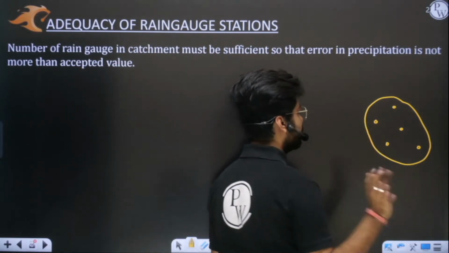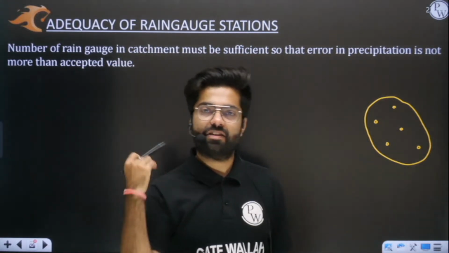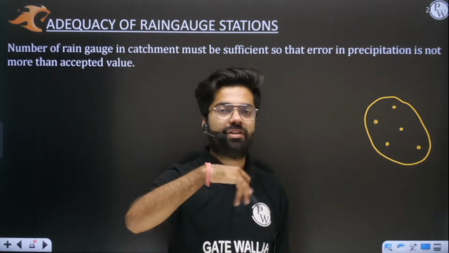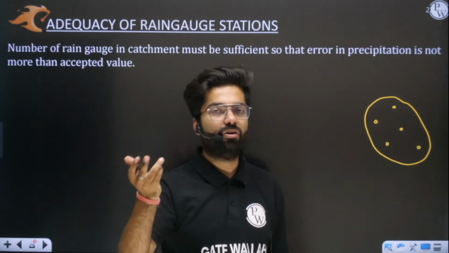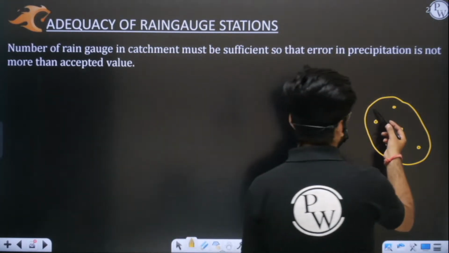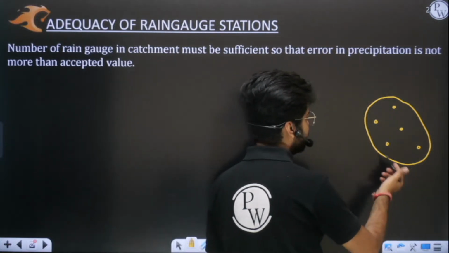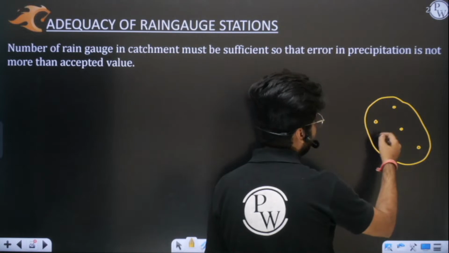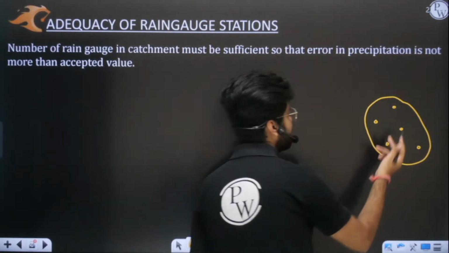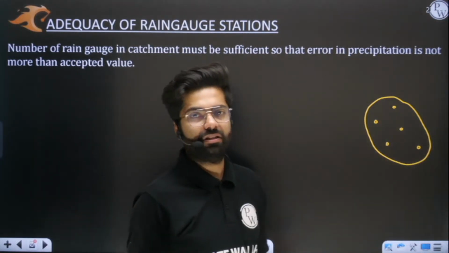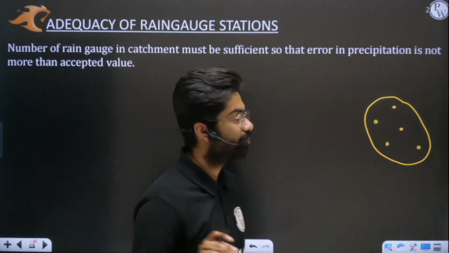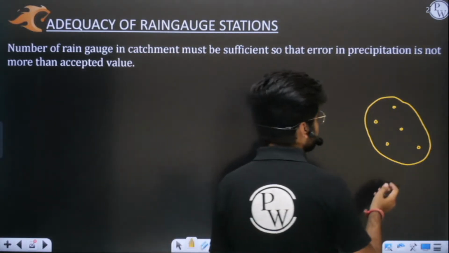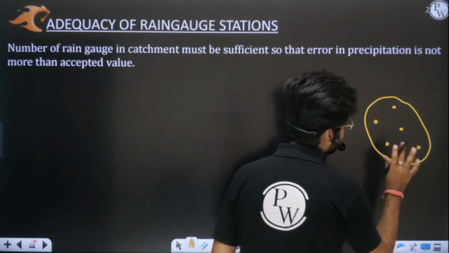Catchment area is never circular. The entire catchment area can be of any shape. It is roughly circular, or it can be of any shape. No perfect shape is there for a catchment area. And we have installed rain gauges at arbitrary locations. There is no point in saying what the distance should be.